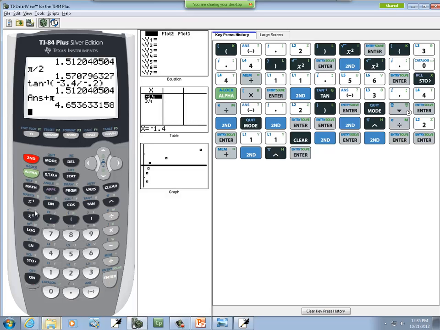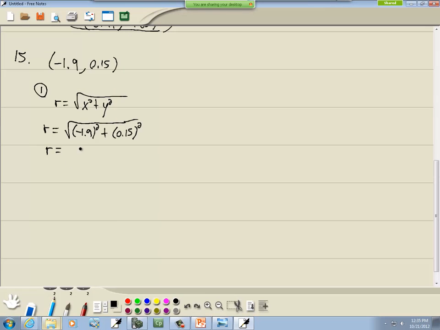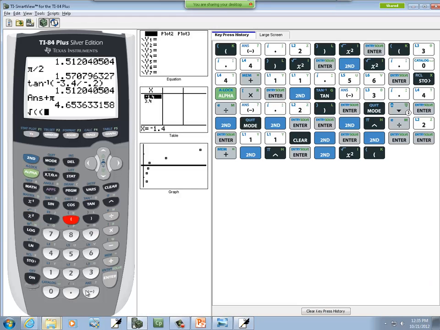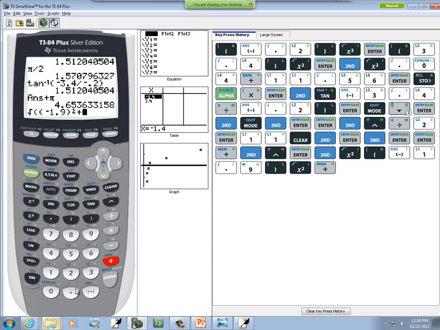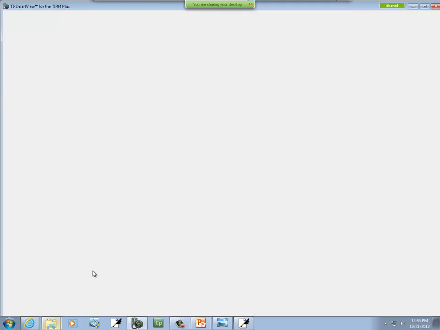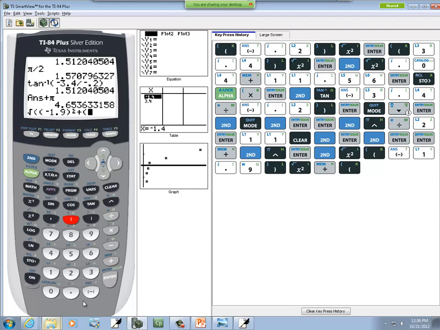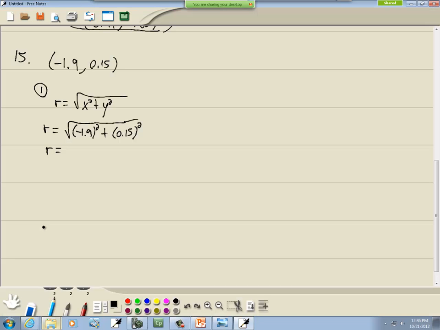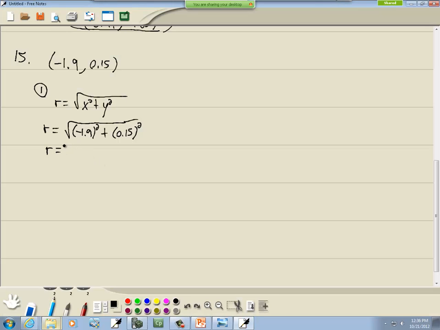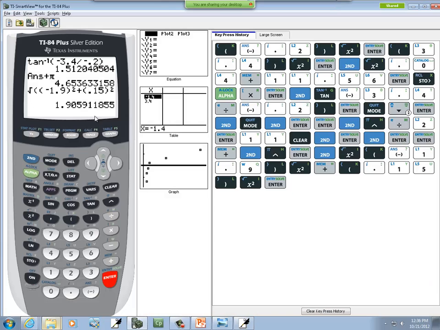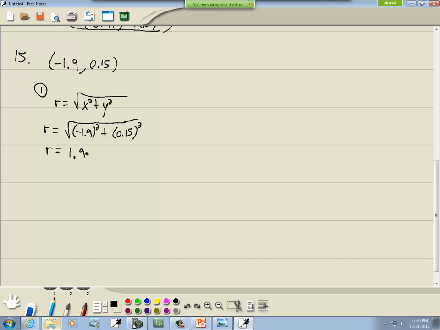If I come over here, I'll do the square root. And I had to put parentheses around the negative 1.9. So beginning parentheses, negative 1.9 in parentheses squared. Plus, I don't need parentheses around the other part. There's no negative there. Doesn't hurt to put it there though. If I put begin parentheses, 0.15, close parentheses, squared, and enter. You don't need closing parentheses at the very end. I know it's not on the unit circle, so I'm not going to worry about putting the exact amount down. I'll take it to 2 decimal places. And we got 1.91.